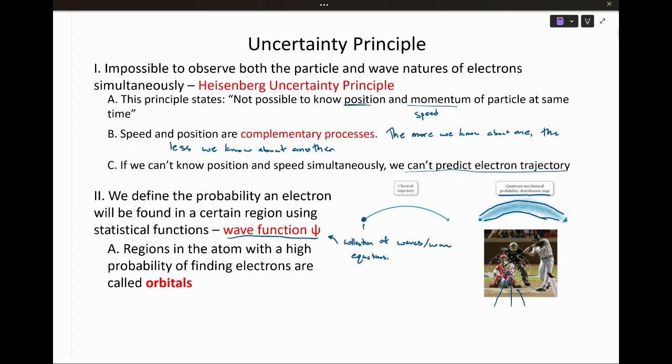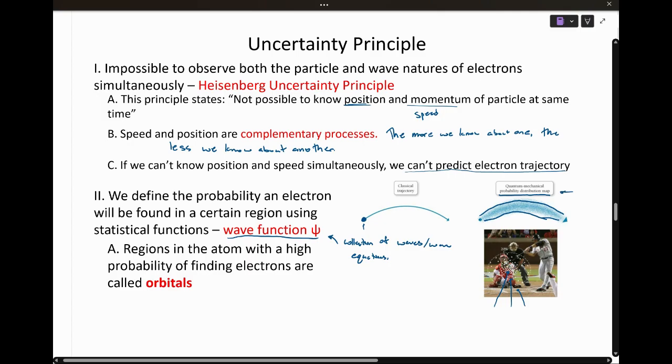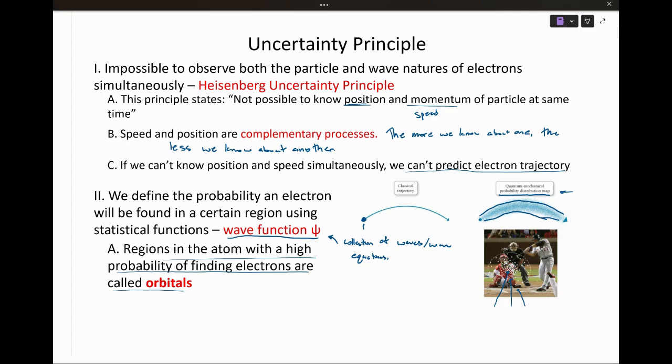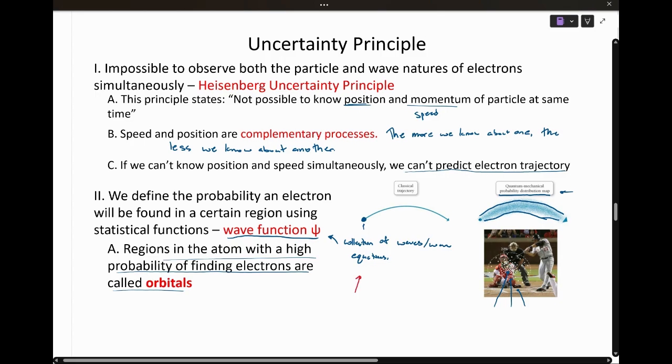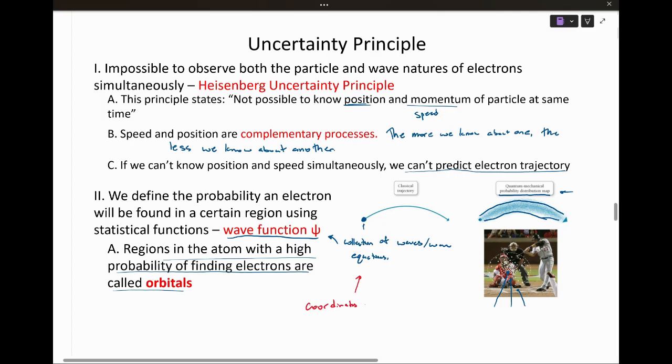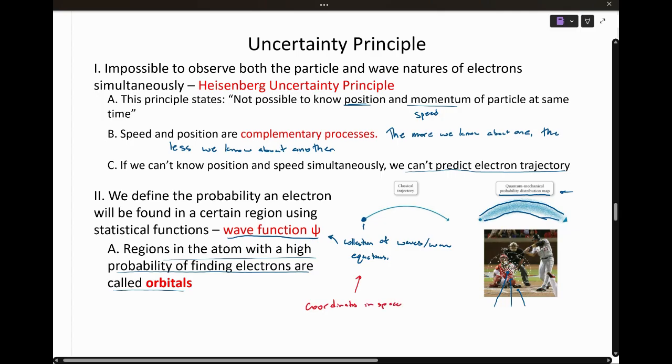And so what we're going to see as it pertains to this distribution map is that regions in the atom with a high probability of finding electrons are going to be called our orbitals. Or another way to say this is we define our orbitals as covering areas or volumes that include the highest probability of finding your electrons. And this wave function, this collection of wave equations, is composed of coordinates in space and amplitude terms.